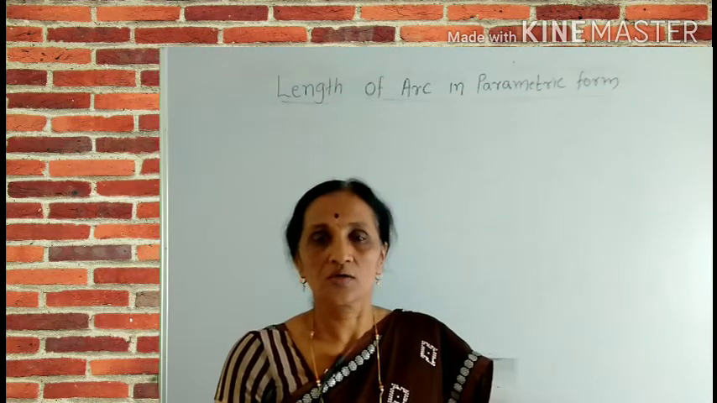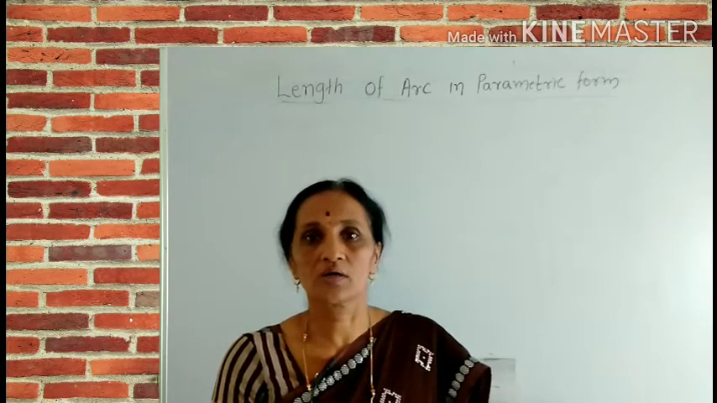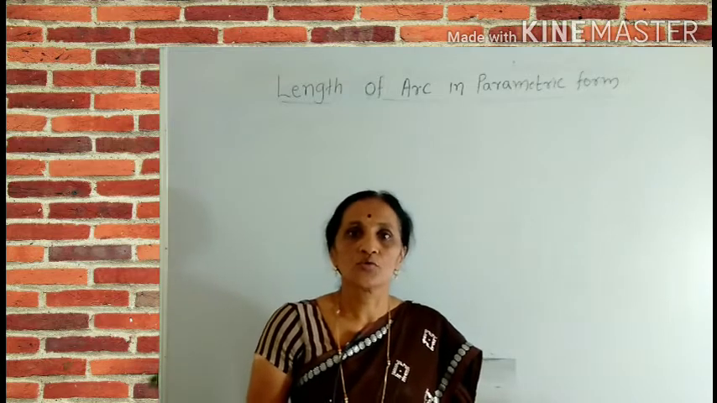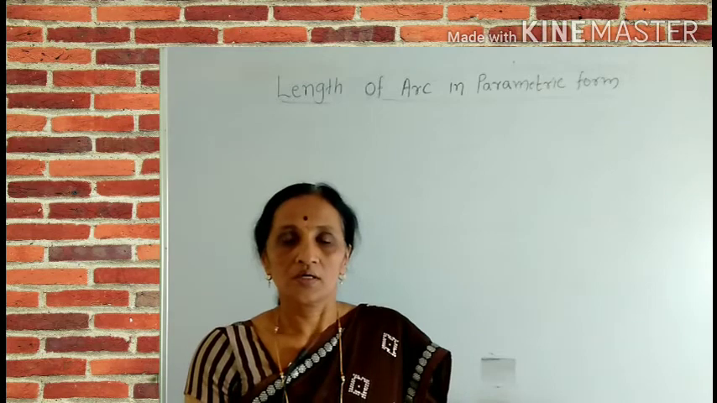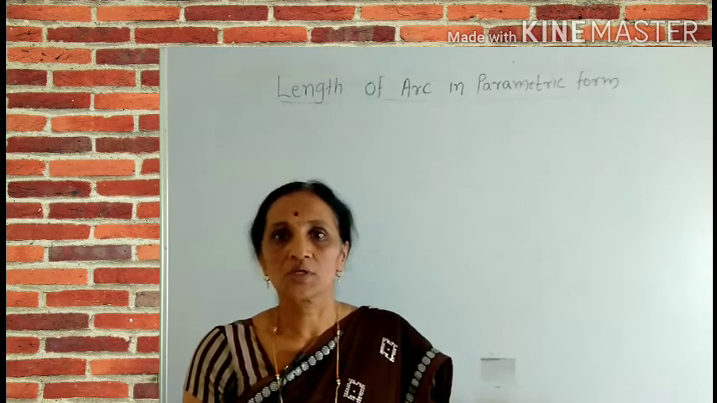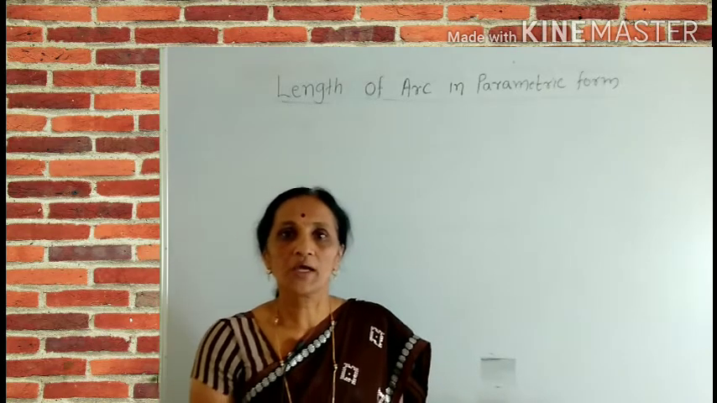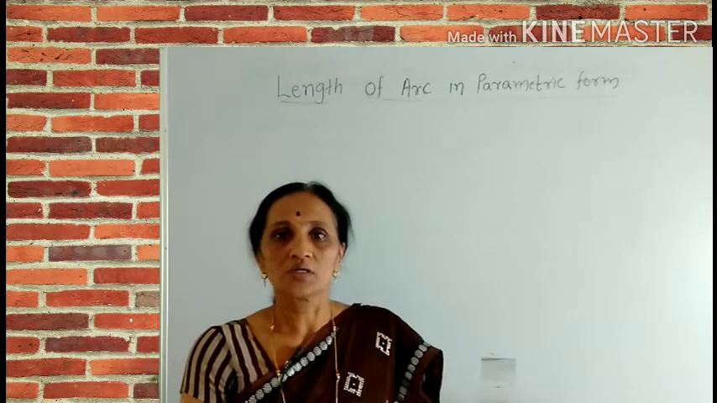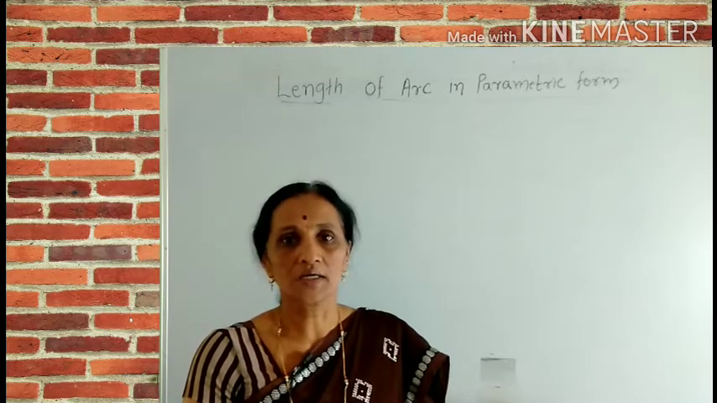In the last lecture we learned the length of the arc of a curve in Cartesian form. Now in this lecture we have to learn the length of the arc of a curve in parametric form. So for finding the length of the arc in the parametric form, first we define what is meant by the parametric form, and also consider the length of the arc of a given curve in Cartesian form.